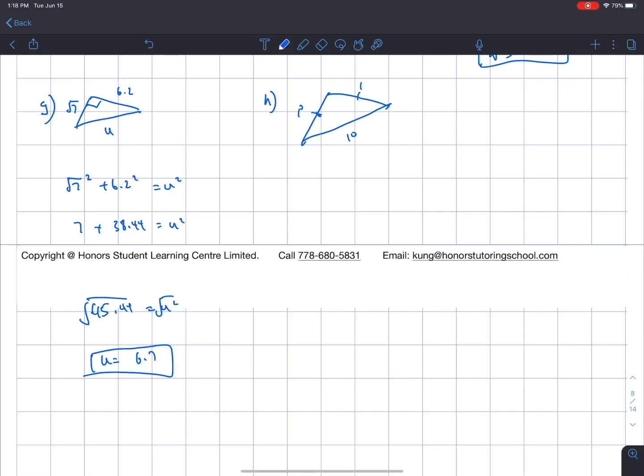Because these two sides are equal, this must also be p. So now I can say p squared plus p squared equals to 10 squared. P squared plus p squared is 2p squared. So 2p squared equals to 100. Then p squared must be 50, right? We just divide both sides by 2. And finally, I can square root both sides to get p equals 7.1.